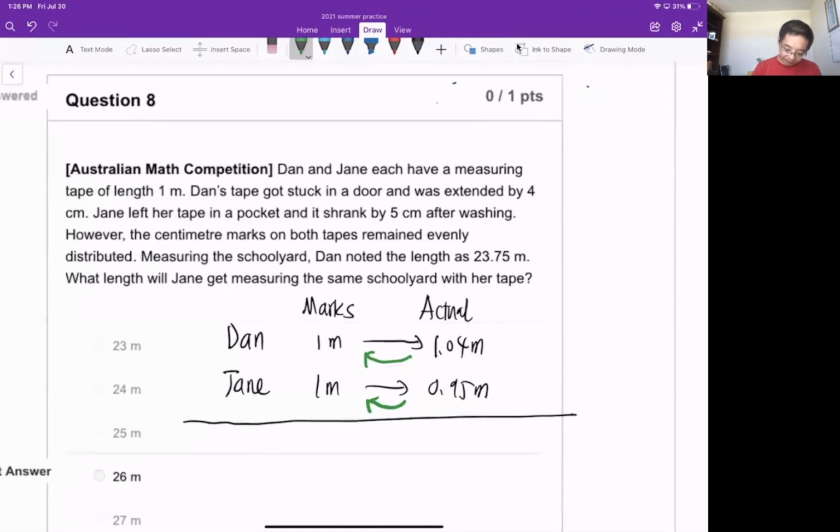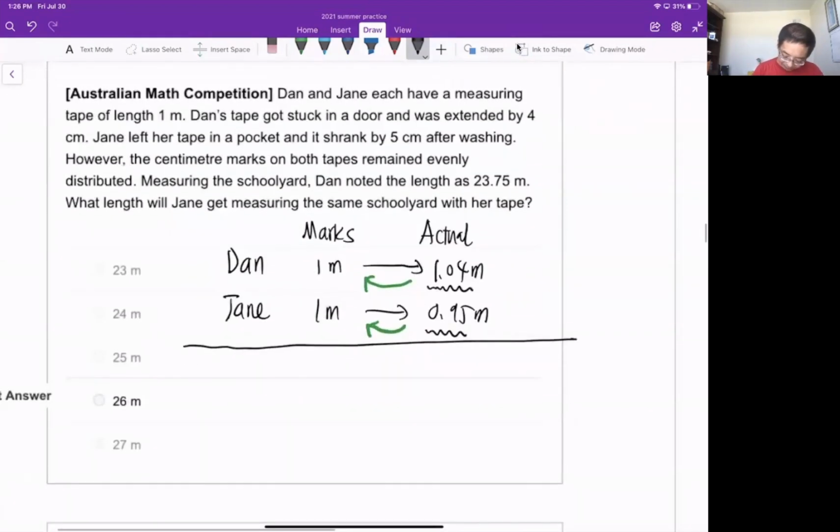So here the point is, for Dan's measuring tape, the actual length becomes 1.04 meters, and for Jane, although the mark says 1 meter, the actual length is 0.95 meters. In other words, if I have an object, for Dan's case the true length is 1.04, but if you use Dan's measuring tape to measure, you only get 1 meter. For Jane, the actual length is 0.95, and if you use her measuring tape to measure, you get 1 meter. So if we look at the schoolyard.